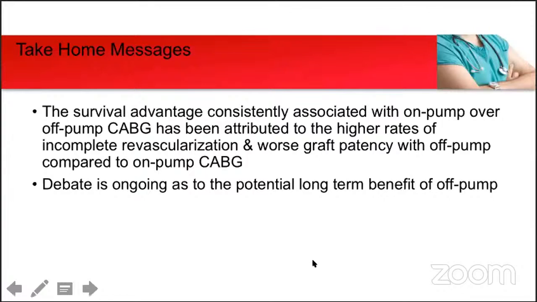And as a final take-home message, patient management should always be individualized based on the clinical history and presentation of the patient. And on-pump is still the standard of care, except for selected cases like porcelain aorta, where the off-pump resulted in less manipulation of the ascending aorta and hence less risk for the aorta emboli.